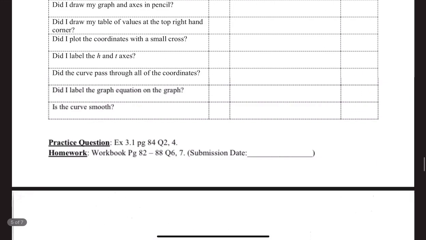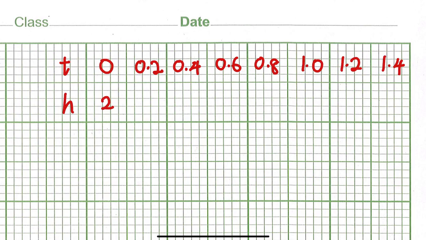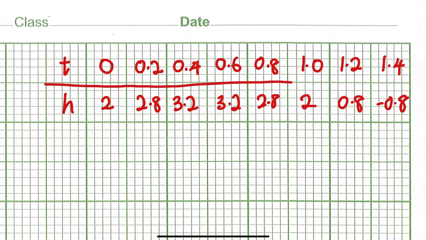Now on the top right of your graph paper, please draw in your table of values. We always start from the highest value here: 1.4, 1.2, 1.0, 0.8, 0.6, 0.4, 0.2, 0. Then I have t and h. After that I have 2, 2.8, 3.2, 3.2, 2.8, 2, 0.8, and negative 0.8. Once you draw a table, please draw it nicely. Pencil, ruler, draw your table clearly.